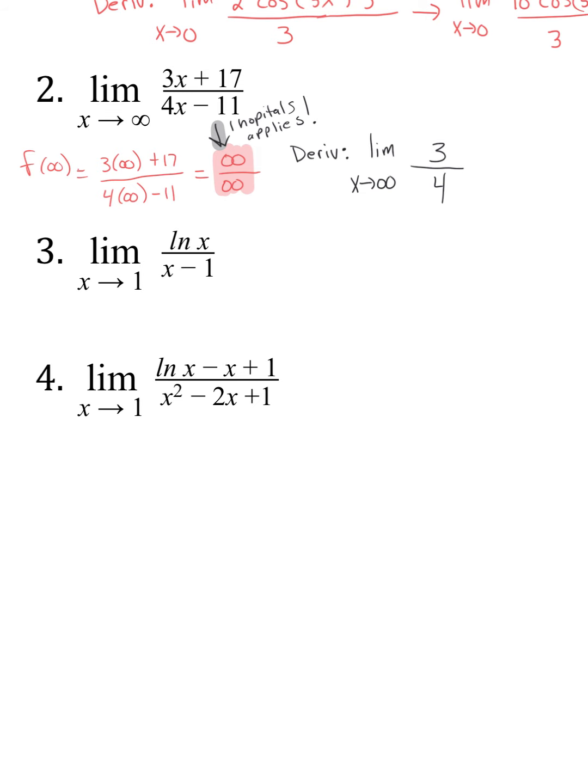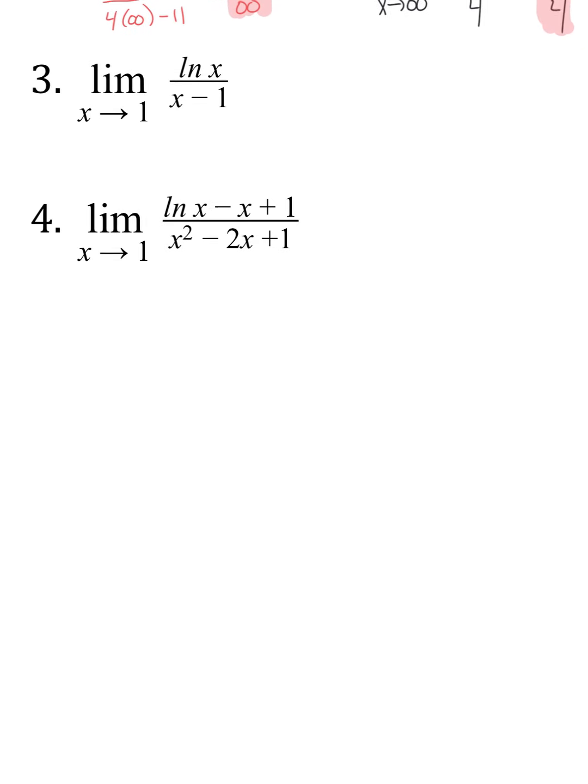Now, if I take the limit as x approaches infinity of 3/4, well, guess what? Now we use the limit property. The limit of a constant is that same constant. So our answer is 3/4. So you just have to remember that the limit of a constant is that same constant. The limit of a constant, just any number, is that constant. All right, that's example number 2.